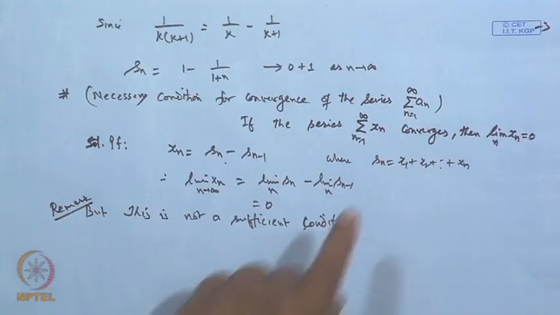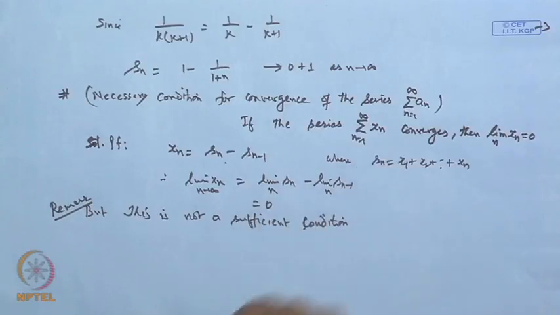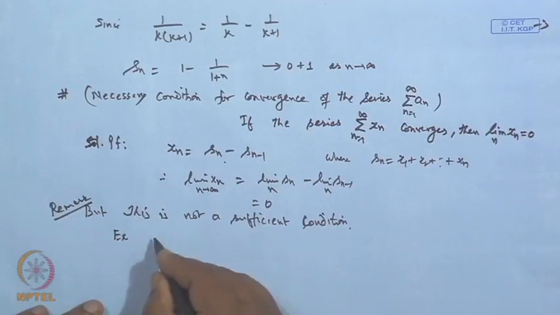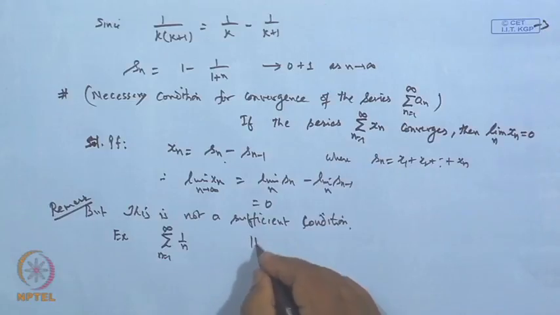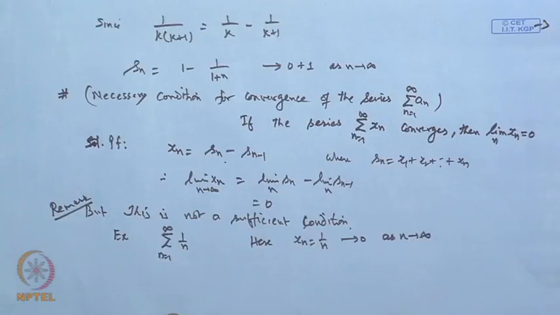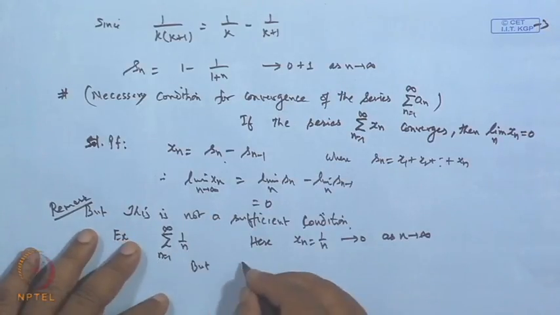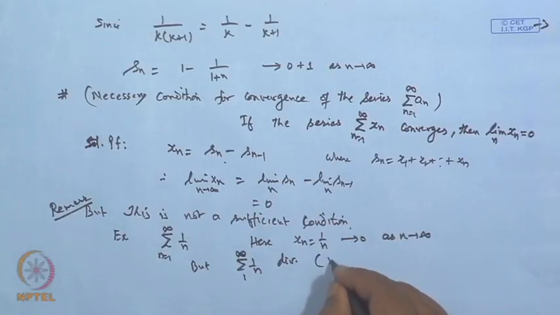That is, if the nth term of a series converges to 0, then the series may or may not be convergent. For example, suppose I take the series sigma 1 by n, n is 1 to infinity. Here x n is 1 by n, which tends to 0 as n tends to infinity. But the series sigma 1 by n, 1 to infinity, diverges, as we have seen earlier, because it is a harmonic series.